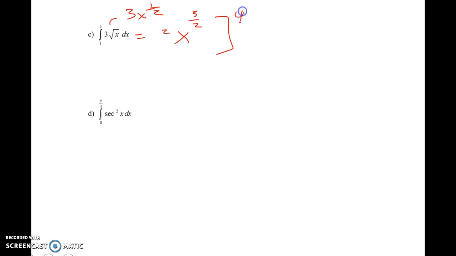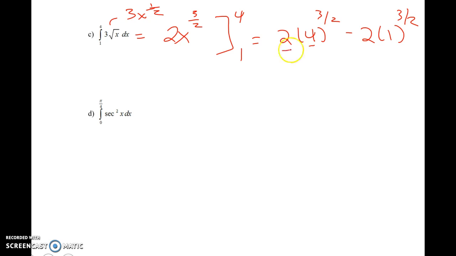Now we are going to evaluate from 1 to 4. So plug 4 in, minus plug 1 in. I'm going to evaluate this. First I'm going to do 4 to the half power, which is the square root of 4, which is 2, and then 2 cubed is 8. 8 times the 2 in front will be 16. 1 to any power is 1, times 2 is 2, so 16 minus 2, and we get a definite integral of 14 units. Notice we're getting an exact answer. We are not sketching it and finding the rectangle estimated area or even a trapezoid estimated area. We're finding the exact area using antiderivatives.